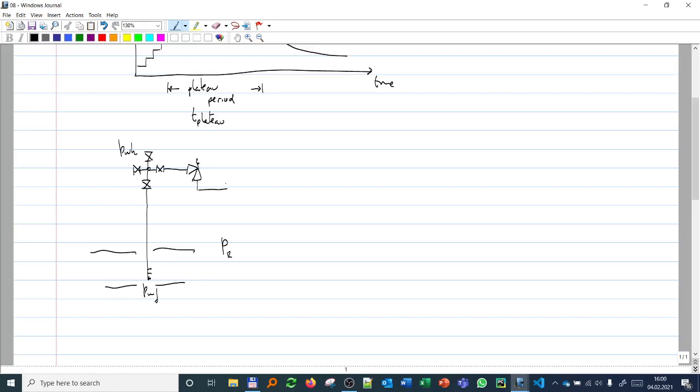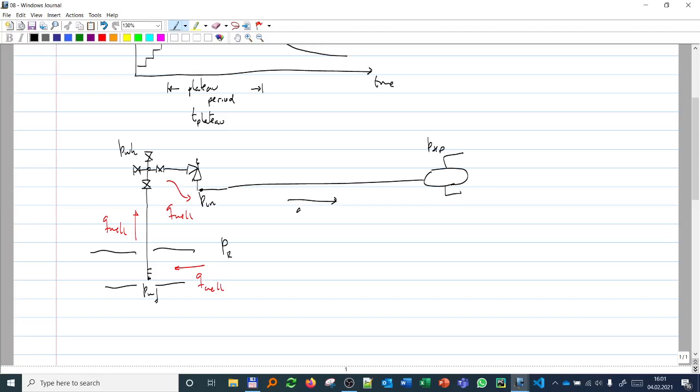Then we have the choke. And then typically we have a collection of flow lines and pipelines that take the production from the well to the separator. But we are going to put here just one pipeline representing all of that. Here we have P separator, and here we have the pressure at the inlet of the pipe. Let's clarify that from reservoir to bottom hole we have the Q of the well, also in the tubing, and also through the choke. But on the flow lines and pipelines, I have another rate, which is the Q of the pipeline.